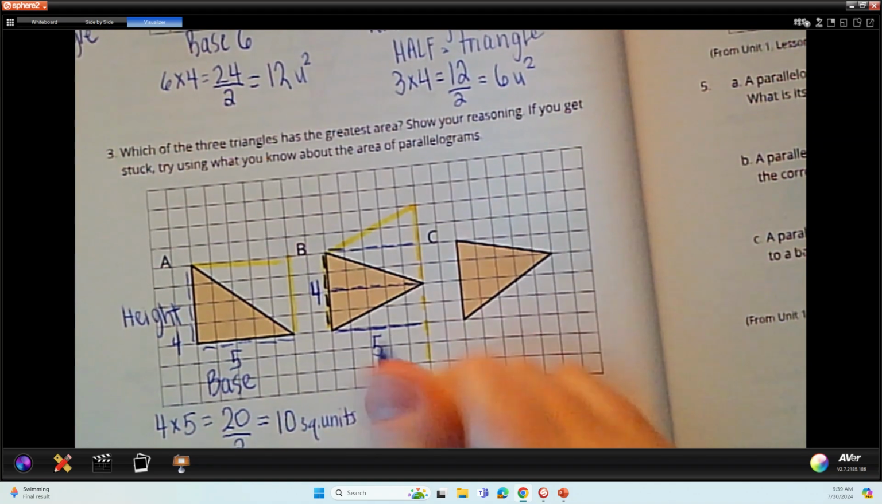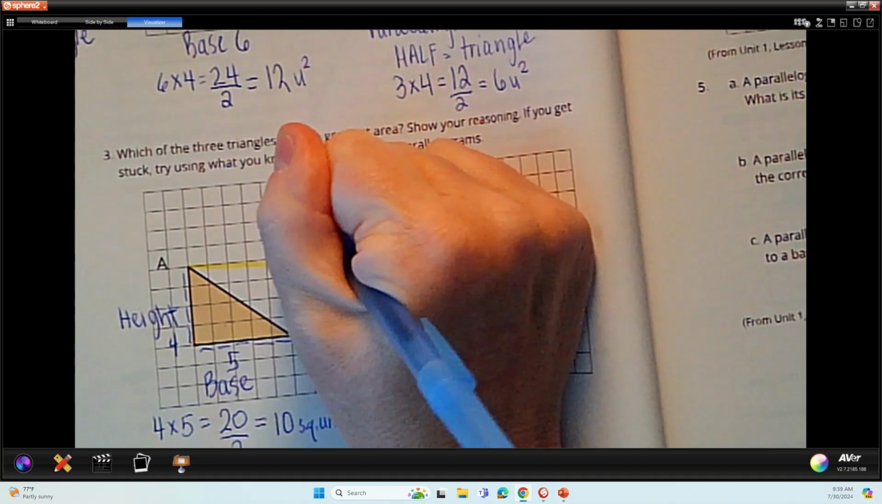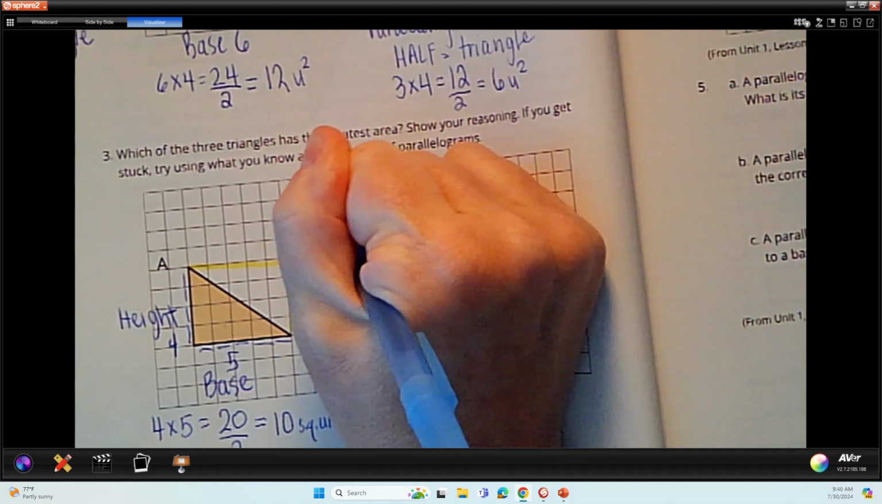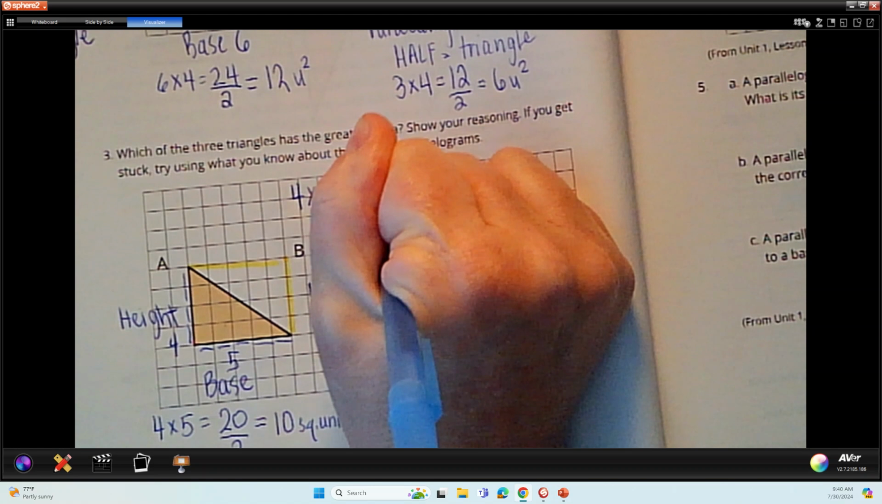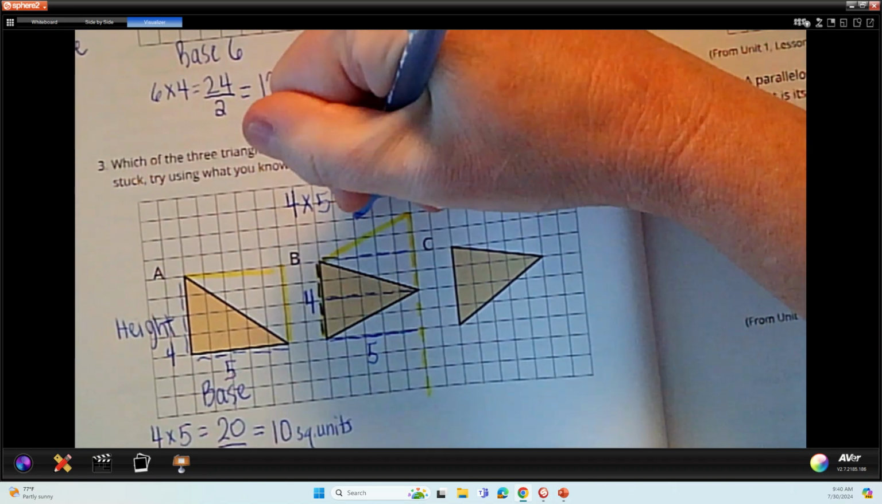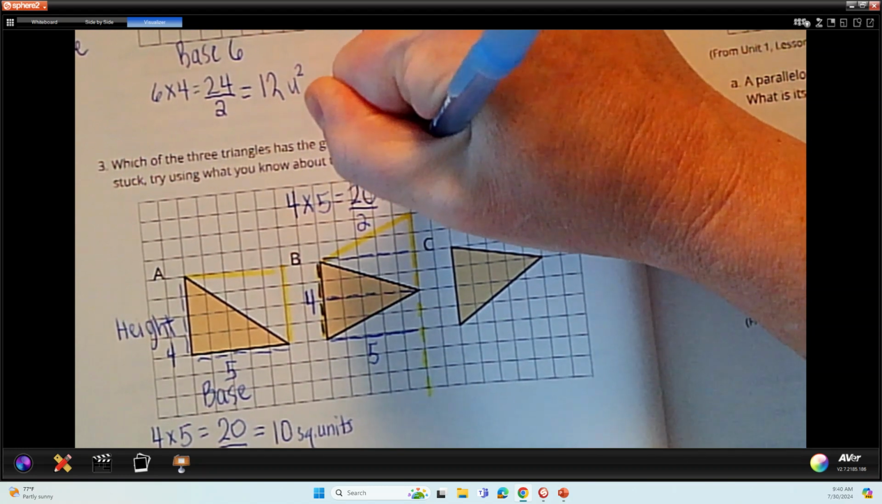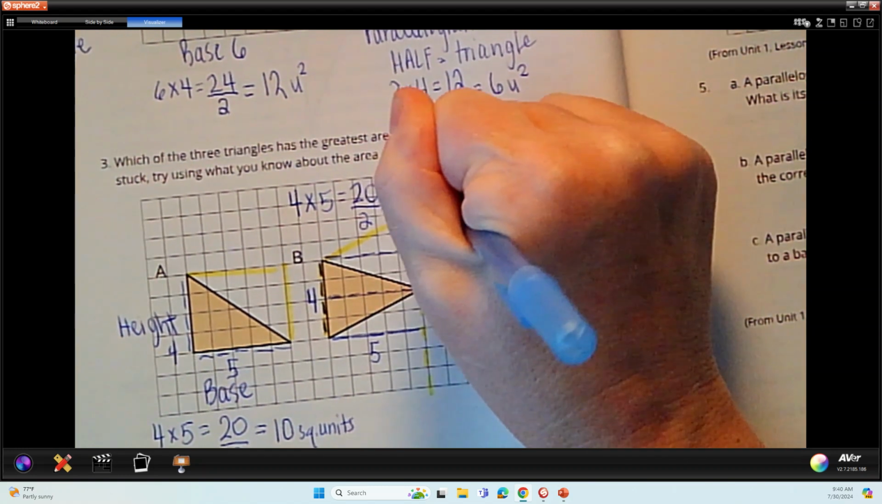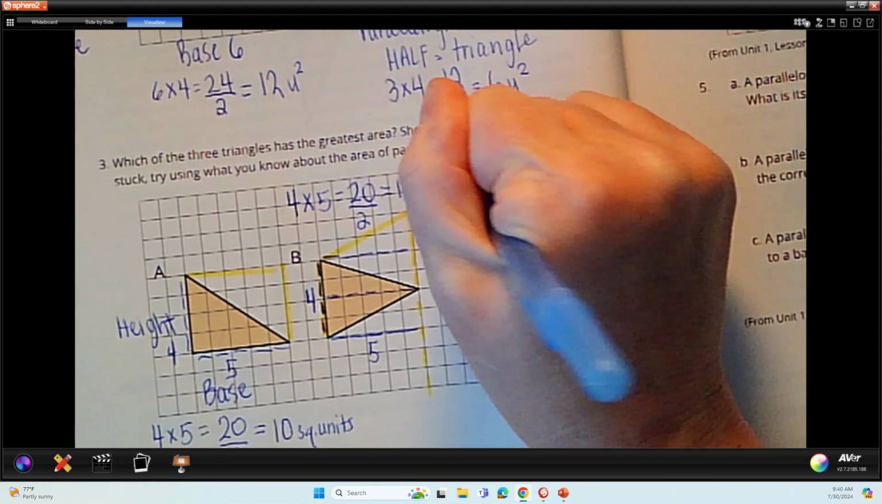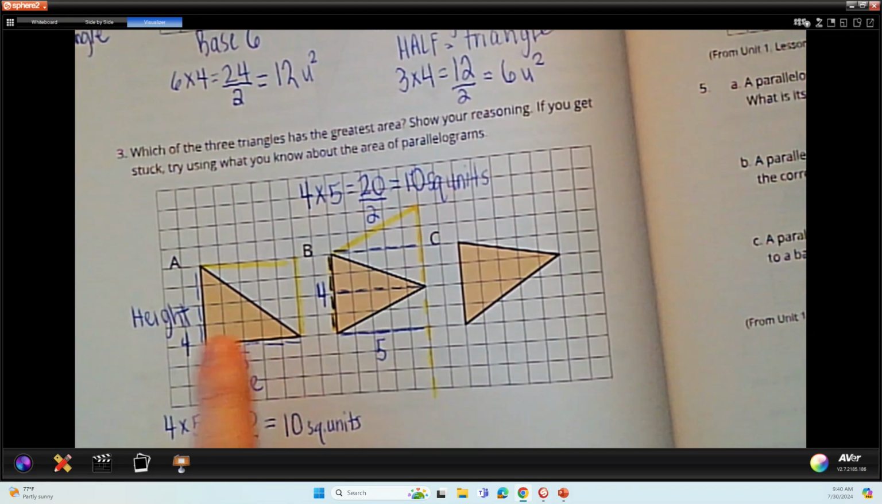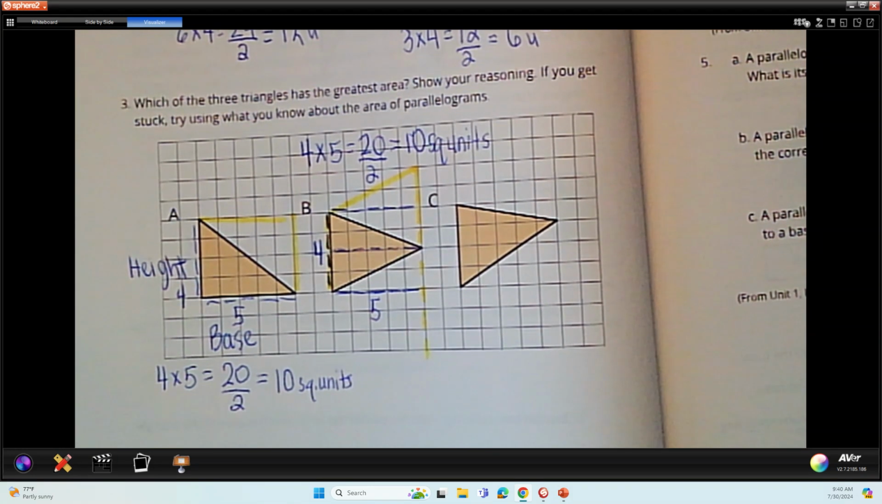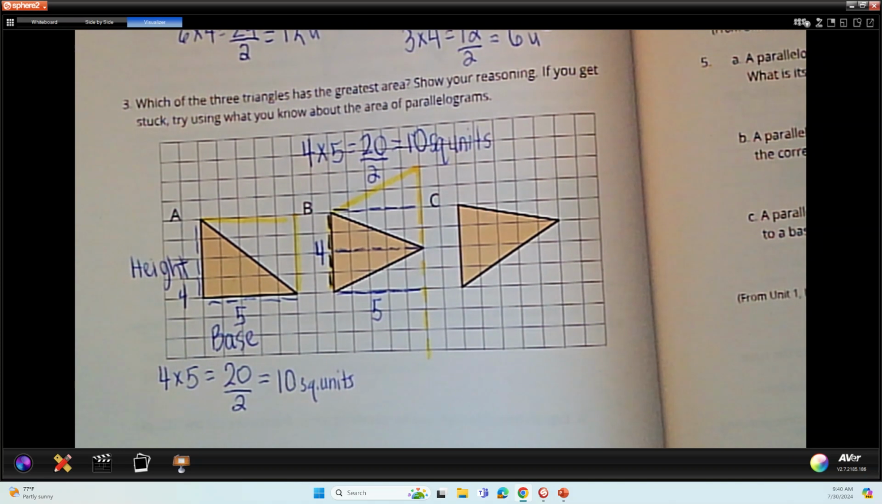Okay, so we know now that our area is, I'm going to write it up here, 4 times 5, but remember 4 times 5 would be if it were the parallelogram. Okay, we're going to divide by 2, which is 10 square units. Now, check that out. A and B have the same area. They look different, but they have the same area.